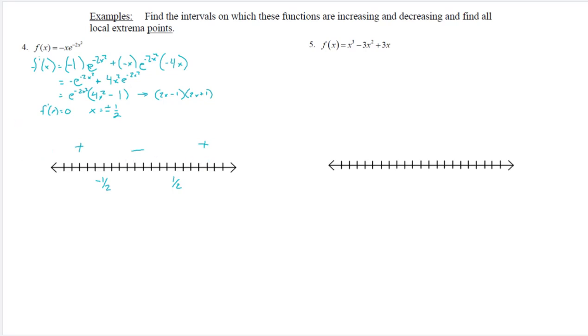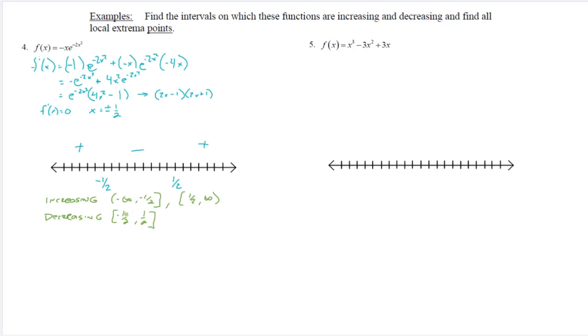So we can say that this is increasing on the interval of negative infinity to negative 1/2. And it's also increasing on the interval of 1/2 to positive infinity. We can say that it's decreasing between our negative 1/2 and our 1/2.